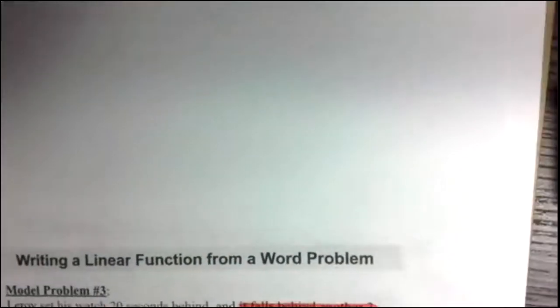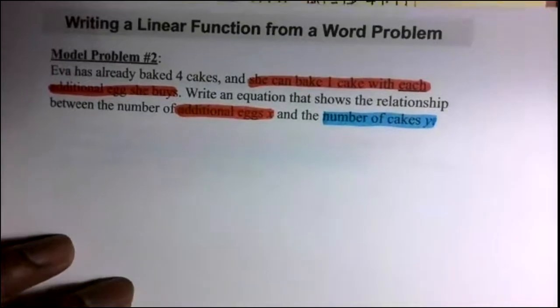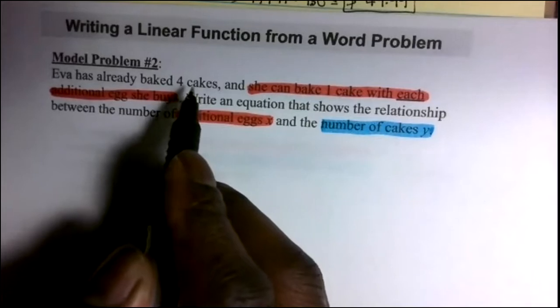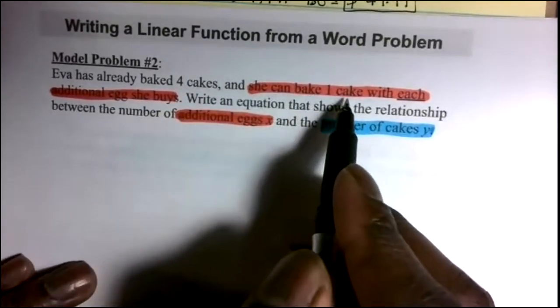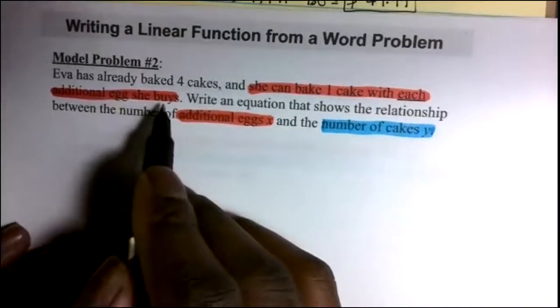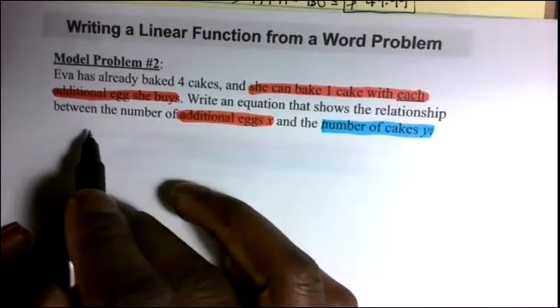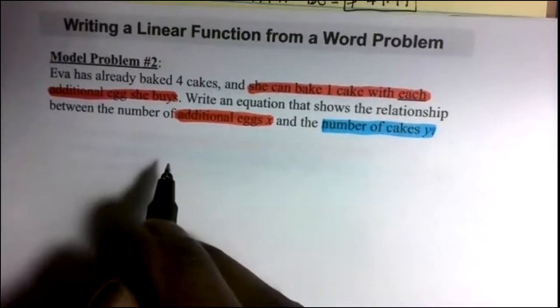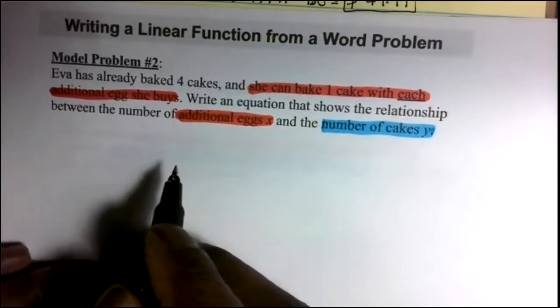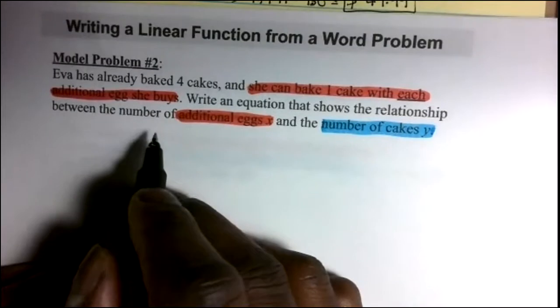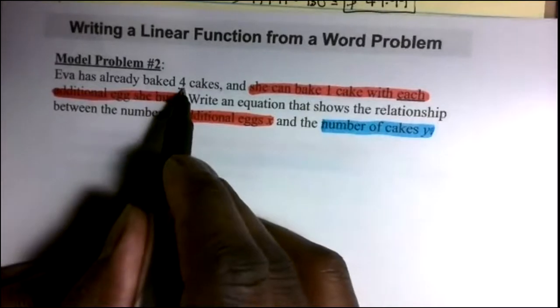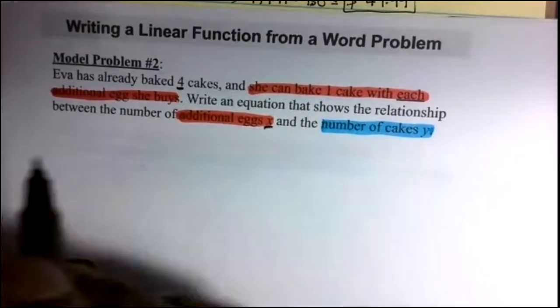Example 2. Eva has already baked 4 cakes, and she can bake 1 cake with each additional egg she buys. Write an equation to show the relationship between the number of additional eggs and the number of cakes. Y represents the total number of cakes. We have to consider the placement of the 4 and the x.